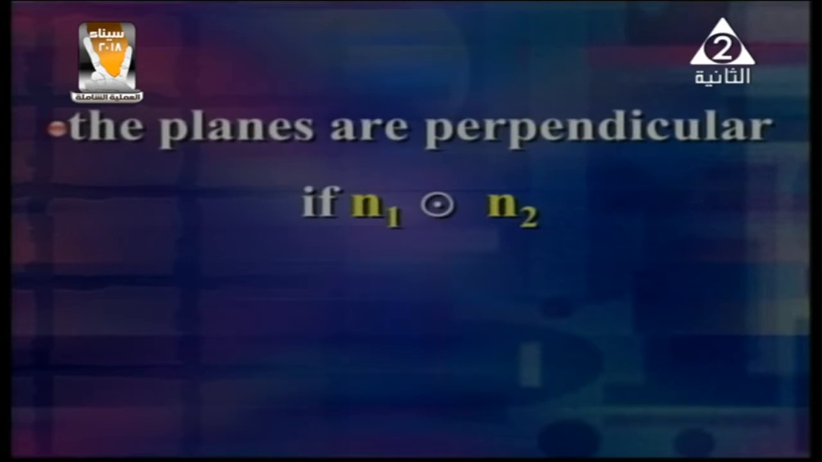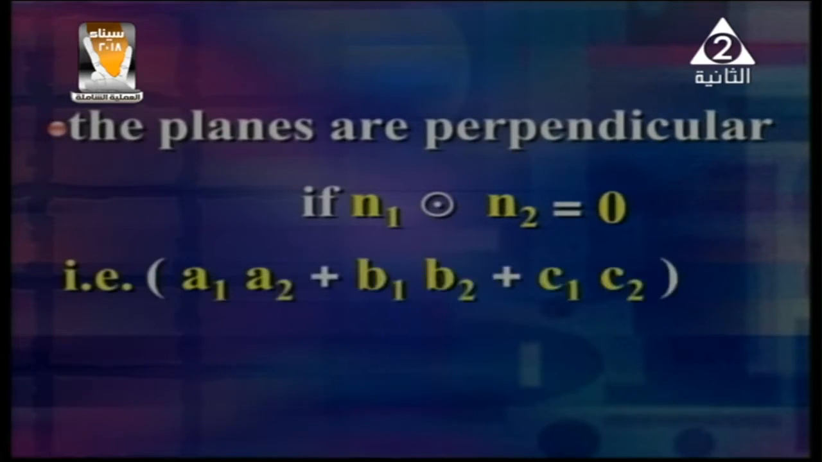The planes are perpendicular if N1 dot N2 equals 0. Look at, dear student, N1 is the normal vector of the first plane, N2 is the normal vector of the second plane. If two planes are perpendicular, we must prove N1 dot N2 equals 0. By substitution, a1 a2 plus b1 b2 plus c1 c2 equals 0.